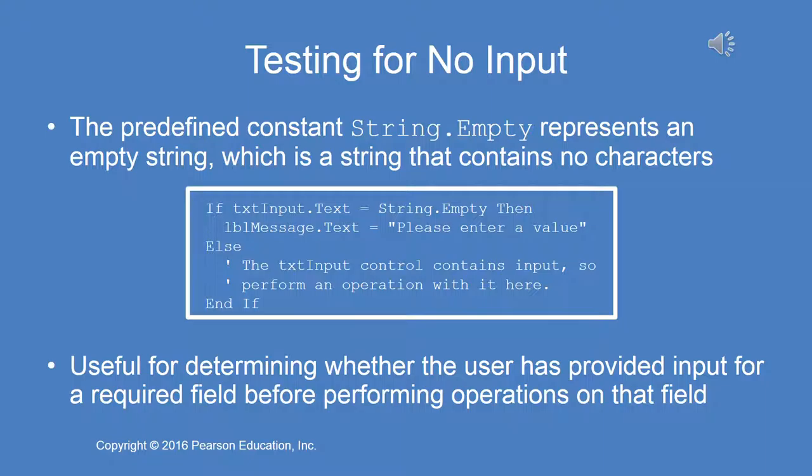Here's some code that checks for the empty string. So if the text property for text input equals the empty string, then display a message, please enter a value, else the text input control contains input, so perform an operation with it here. That would be the else statement.